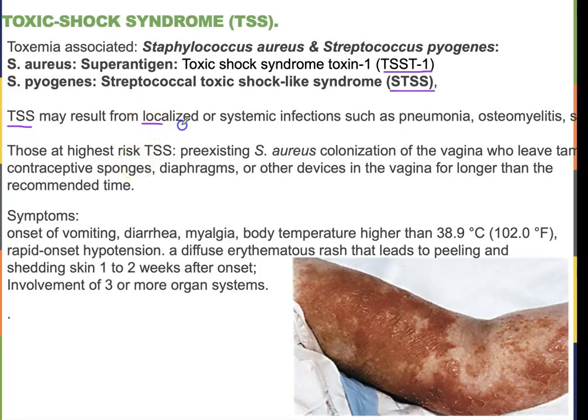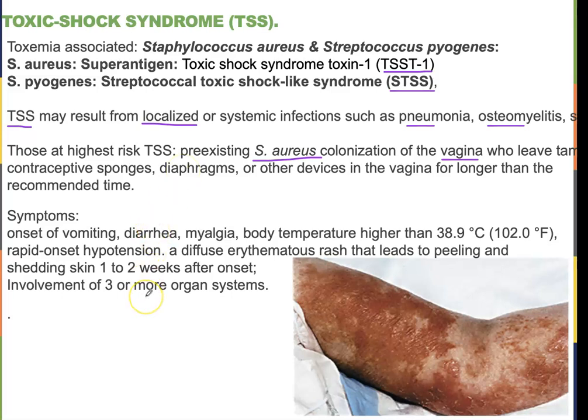So localized means you have maybe a boil or a carbuncle, and it can result in a blood toxic shock, or systemic infections like pneumonia or osteomyelitis, which is a bone infection. Those at a higher risk are going to have some kind of pre-existing Staph aureus colonization of the vagina. This is that whole tampon thing, where you should not leave a tampon in your vagina for too long because it can start to harbor growth of bacteria. Other things implicated are contraceptive sponges and diaphragms.